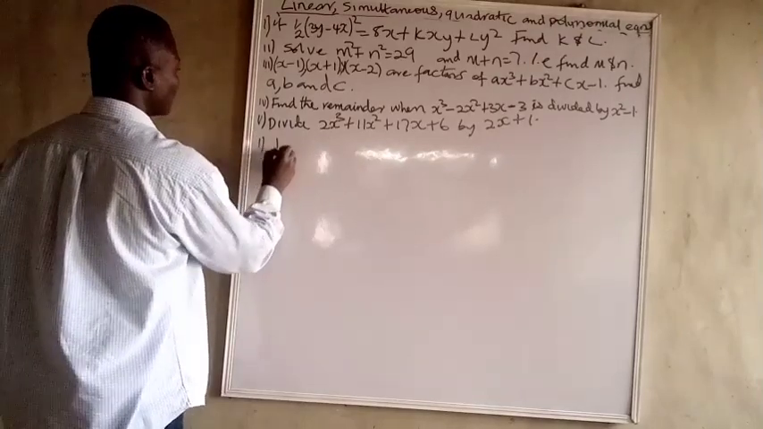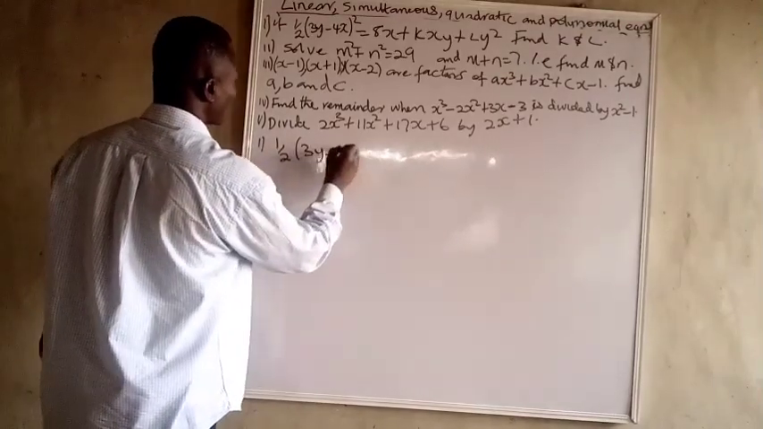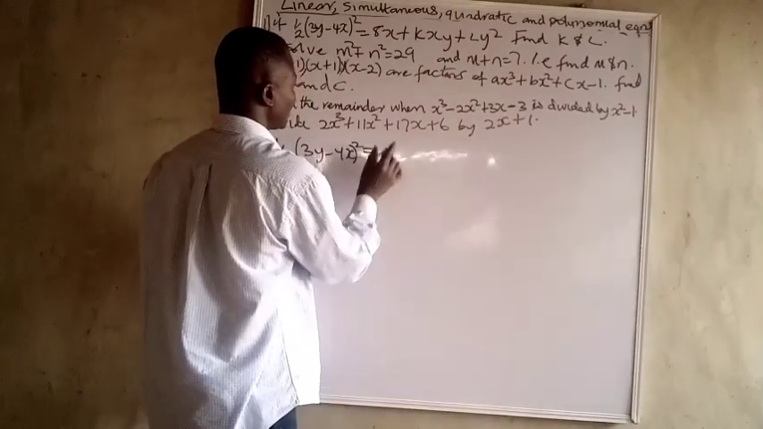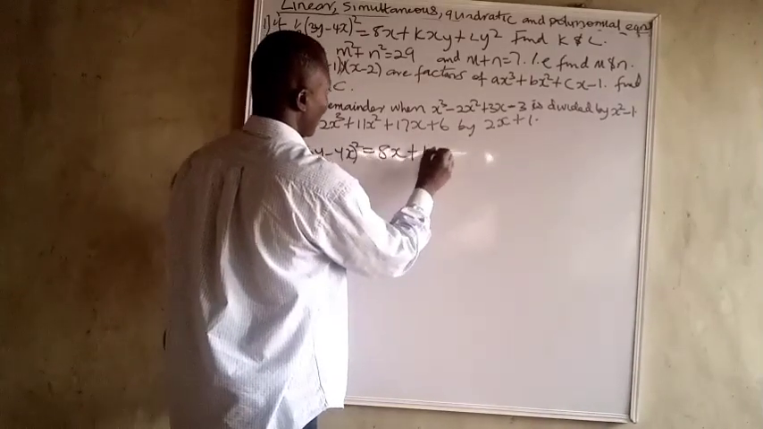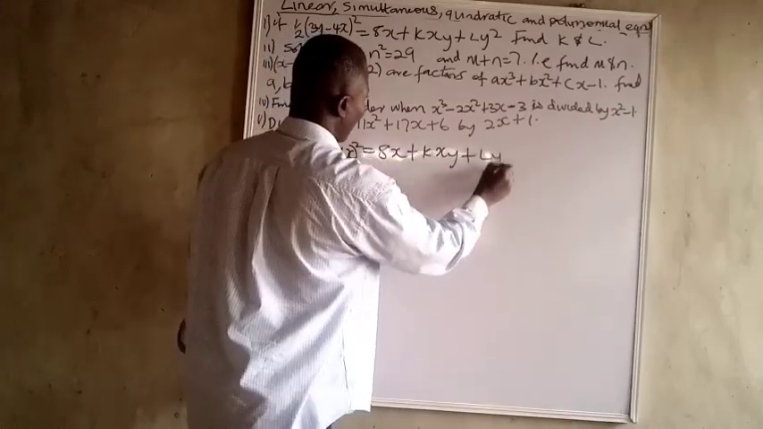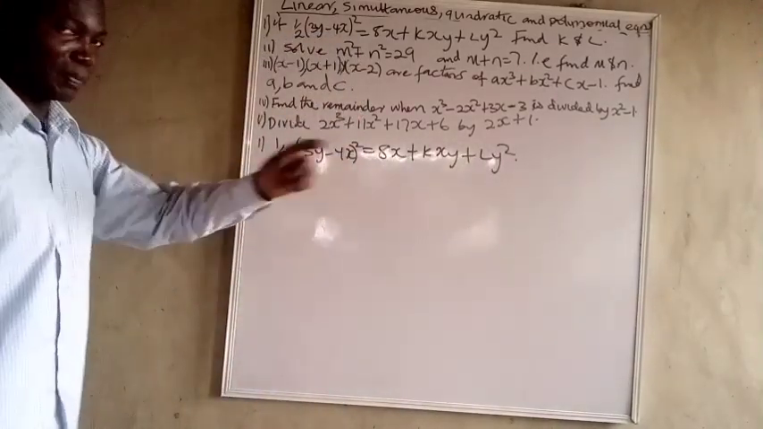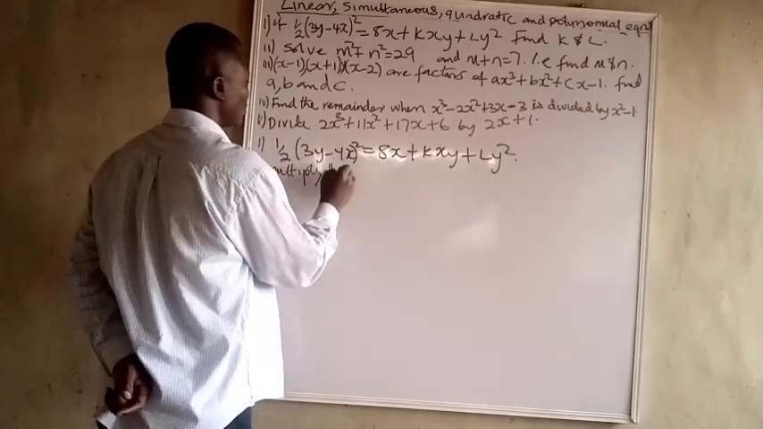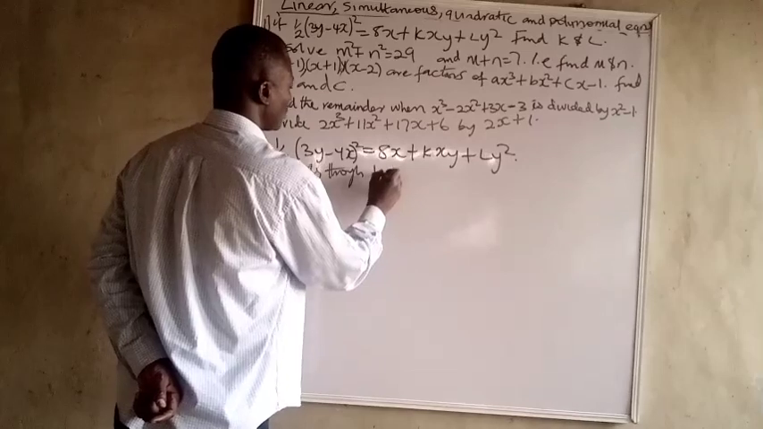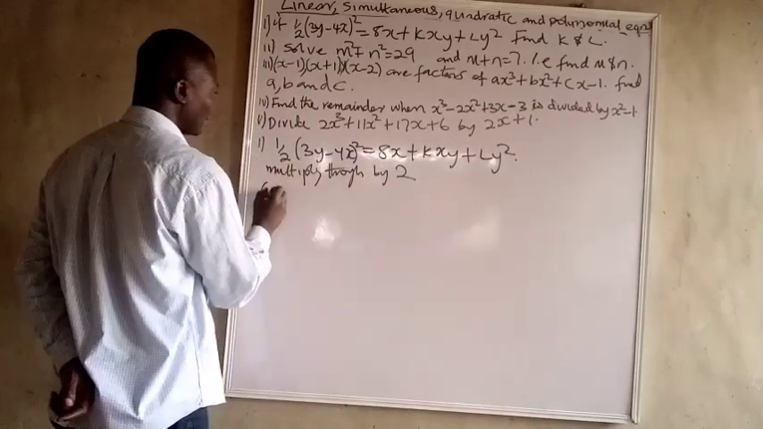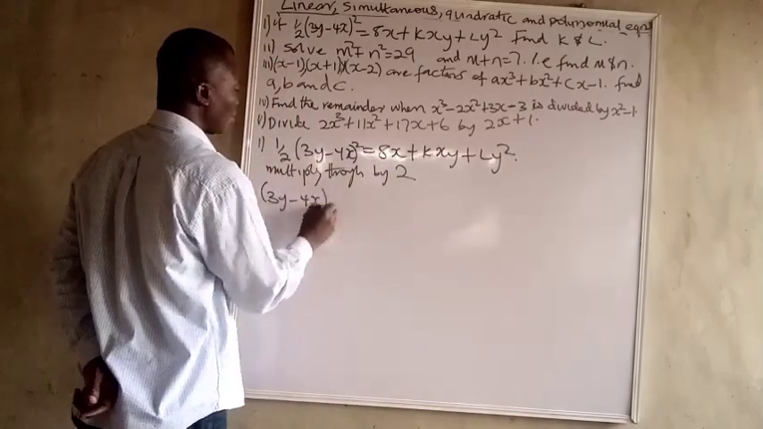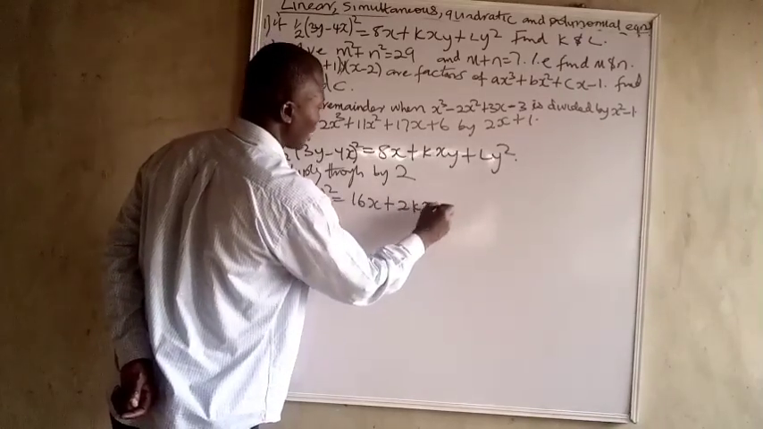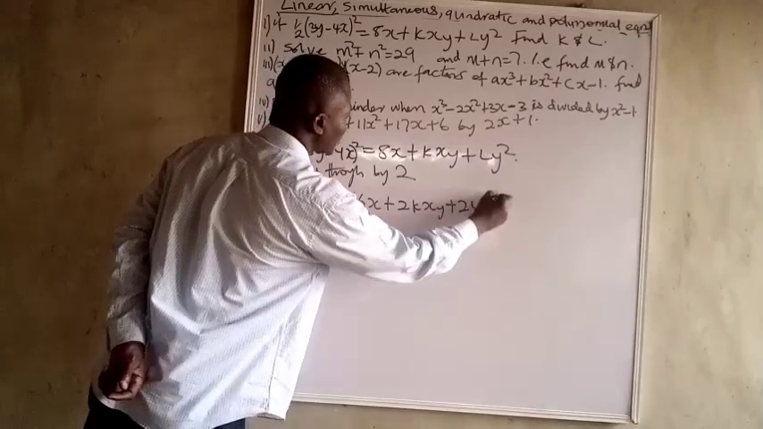The first one is half of 3y minus 4x all squared is equal to 8x squared plus kxy plus ly squared. Let's multiply by 2 first, so that this half will be cancelled. We are going to have 3y minus 4x all squared is 16x squared plus 2kxy plus 2ly squared.